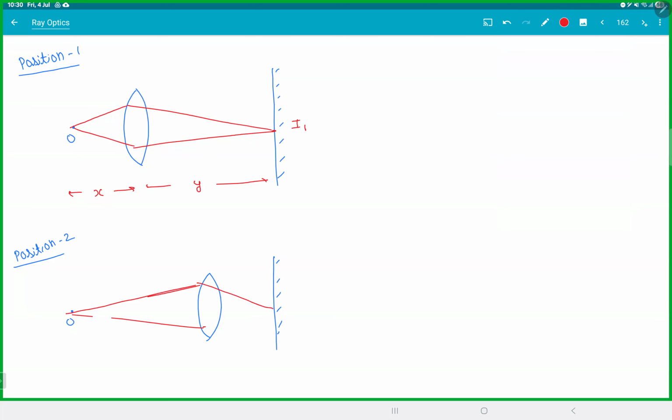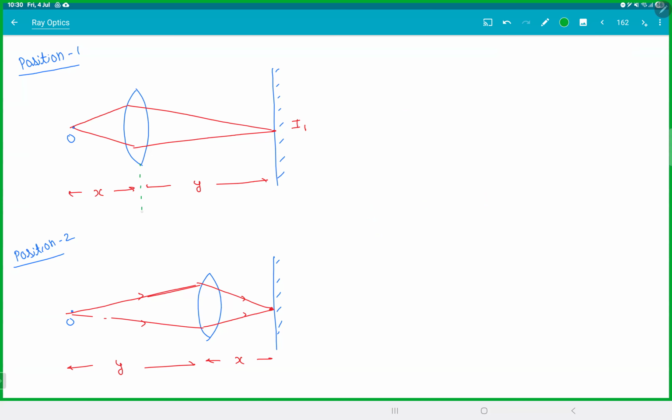The reason why you get 2 images is because X and Y will get interchanged. This is Y and this is X. If you apply the formula here, you will get 1 by Y minus of 1 by minus X is 1 by F. Here, if you apply the formula, you'll get 1 by X minus of 1 by minus Y is equal to 1 by F. You get the same thing. So object and image got interchanged, isn't it? If you keep the object in the place of the image, you will get the image in the place of the object. So there are 2 positions you will get this thing.